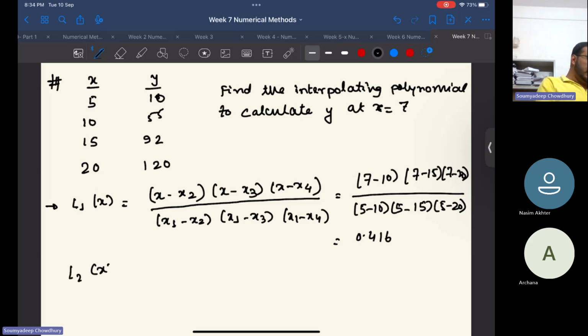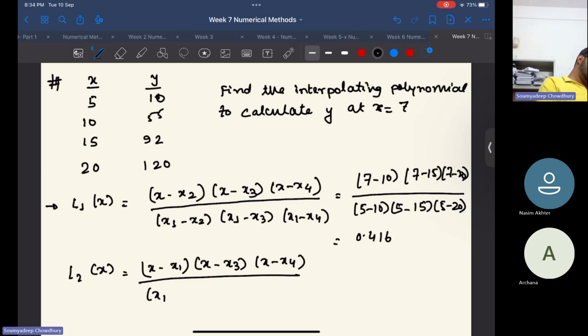Similarly, find out L2 of x. What is L2 of x? x minus x1 only. 2 will be missing here, right? x minus x3, x minus x4, by x2 minus x1, x2 minus x3, x2 minus x4.